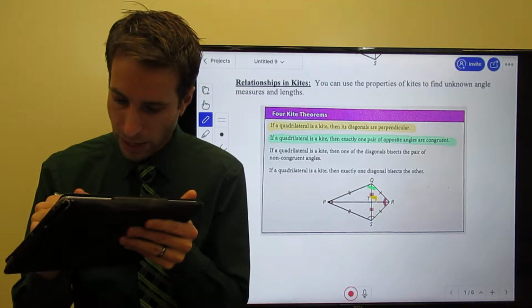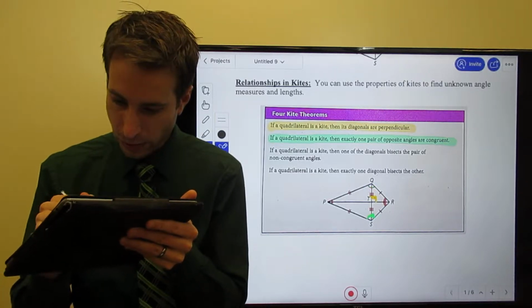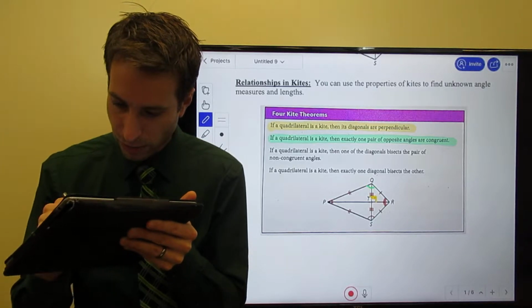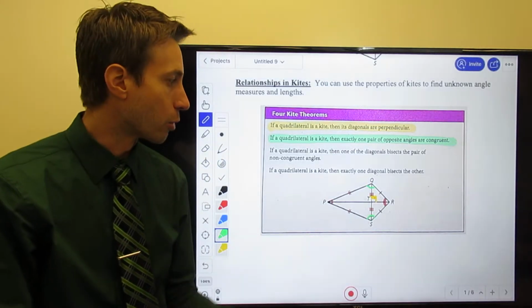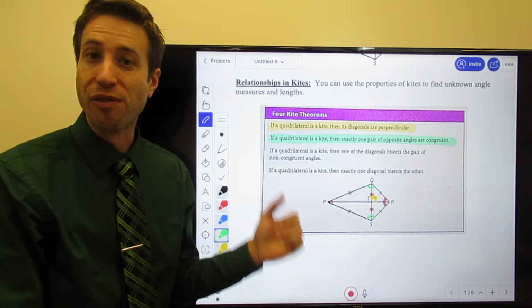Q is congruent to S. Those aren't so good. I can make them better. Let's fix those. Boom, there's Q. Boom, there's S. Perfect, there we go. So Q and S are congruent. That's a property of kites.